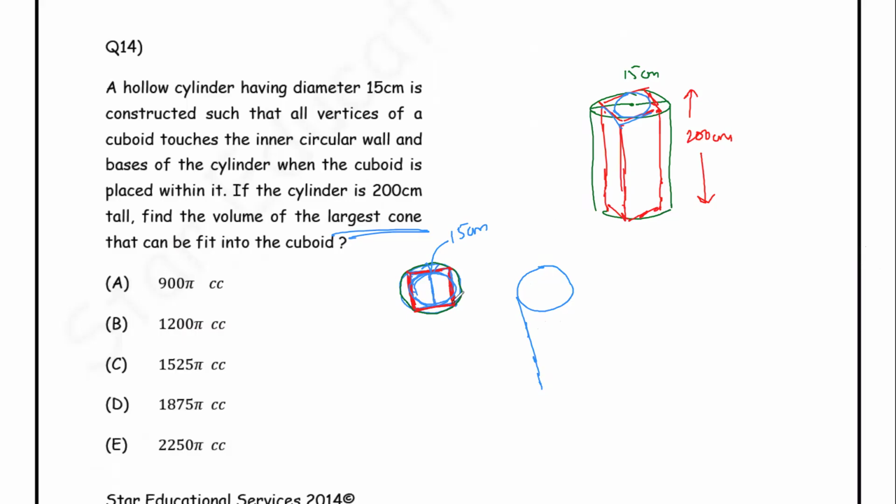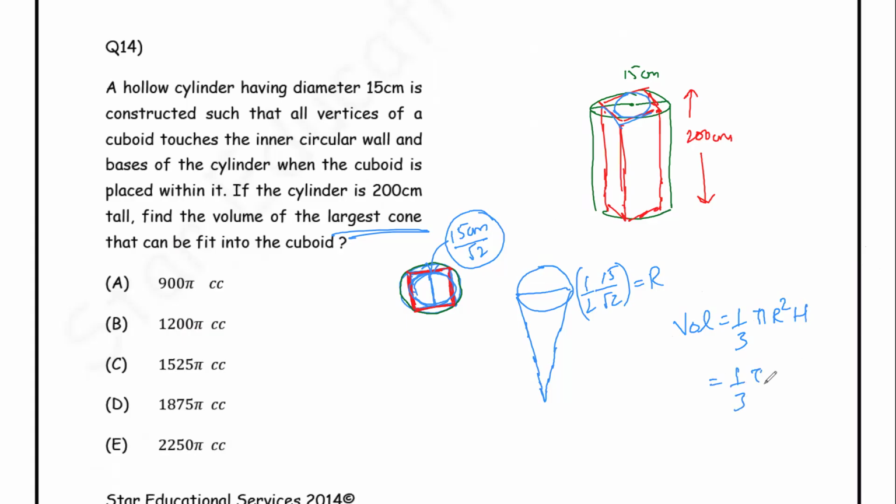So therefore 15 by root 2 will be the side of the square. So 15 by root 2 is the diameter of the inner cone. And half of that is the radius of the cone, and we have to find the largest cone. So the volume is 1/3 pi r square h. So 1/3 pi r square is 1 by 2, 15 by root 2, the whole thing squared, into the height, which is 200.